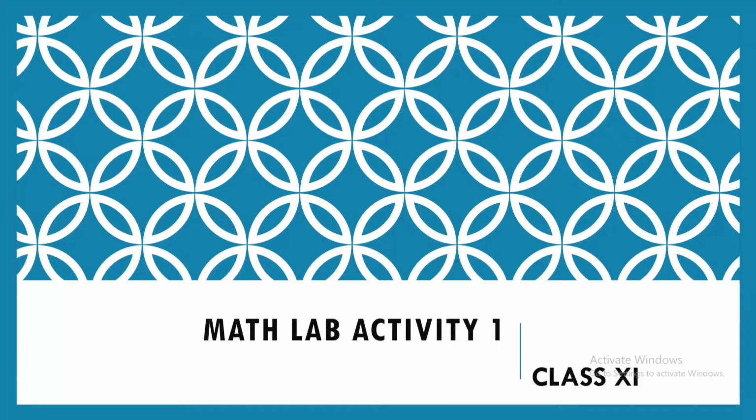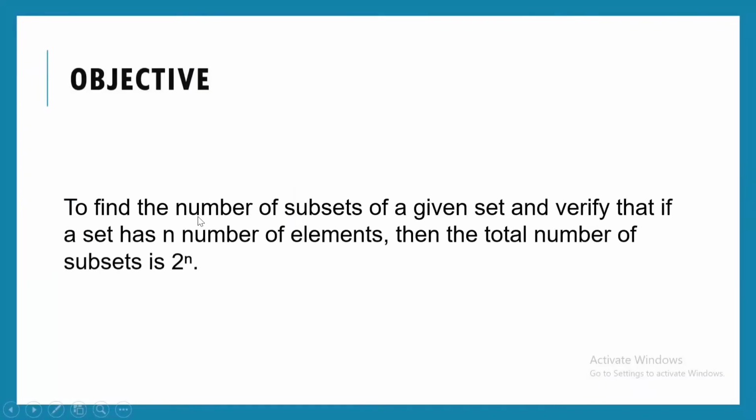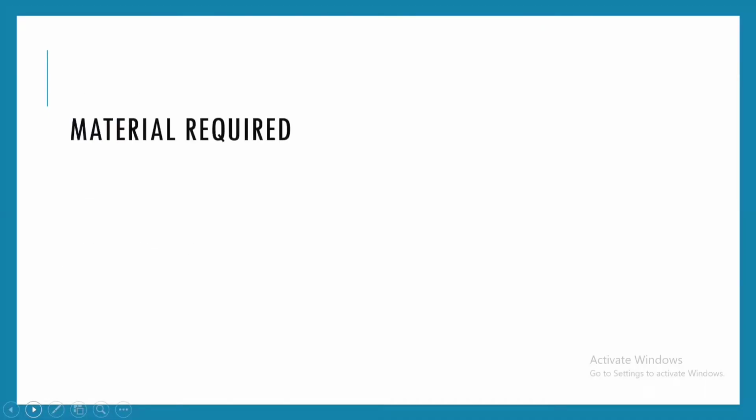This is the first MATLAB activity. The objective of the activity is to find the number of subsets of a given set and verify that if a set has n number of elements, then the total number of subsets is 2 raised to the power of n. A very simple activity. Let us start doing it.